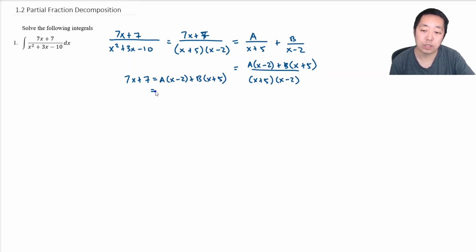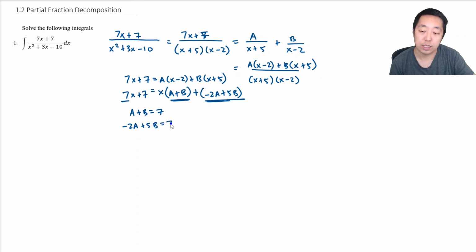Now, in order to make these equal, I take everything with an x in it. If I distribute everything, I would have Ax minus 2A and Bx plus 5B. So everything with an x in it, I would have A times x and here I'd have a B. Then the constant terms without x, I would have minus 2A, and I have plus 5B over here. And that would equal 7x plus 7. In order for these two to be equal, A plus B would have to be 7, and this would also have to be 7 to make both sides equal for all values of x. So I have A plus B is equal to 7, and then minus 2A plus 5B is equal to 7.